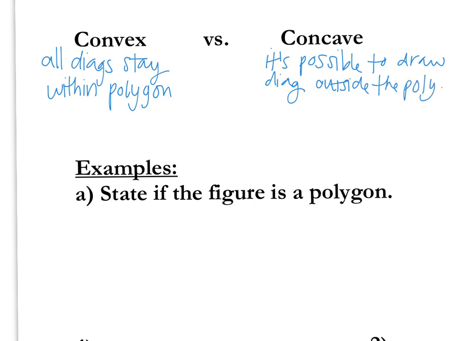So the easiest way to remember this is to take a look at the word concave. Concave has the word cave in it, and that's really the easiest way to remember it. In concave polygons you can kind of draw in a cave, and we'll look at some examples, versus convex, there are no caves when you draw in the diagonals. All the diagonals are inside the polygon.